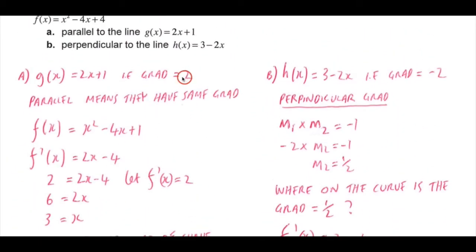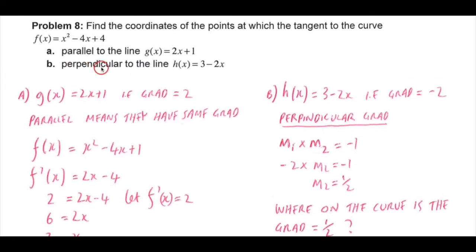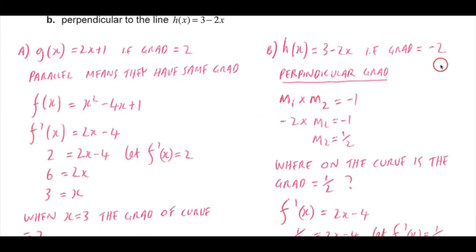Let's now consider part B. We need to find the point on the curve where the curve is perpendicular to this h of x line. The first thing to realise is that whilst h of x has a gradient of -2, we're trying to find where the curve has a gradient which is perpendicular to -2. So using m1 multiplied by m2 with a result of -1, I'm able to work out that my perpendicular gradient would be equal to 1/2.